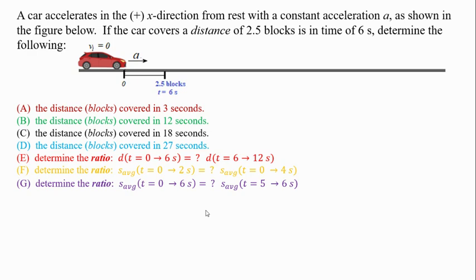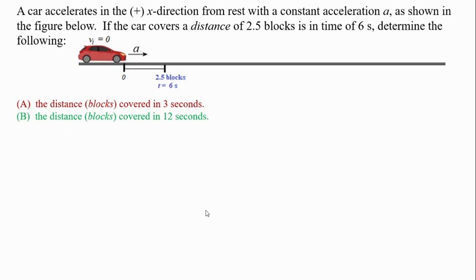Alright, so let's go ahead and do it. I'll do A and B on this one. To find the distance, in units of blocks, that's covered in 3 seconds, we can just set up a before and after ratio. In the diagram, it's from 0 to 6 seconds, it covers 2.5 blocks, but part A asks us the distance covered in 3 seconds, which is half the time. So I'm expecting an answer less than 2.5 blocks, so let's go ahead and do it.